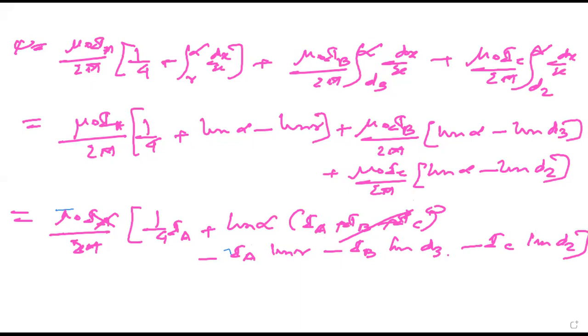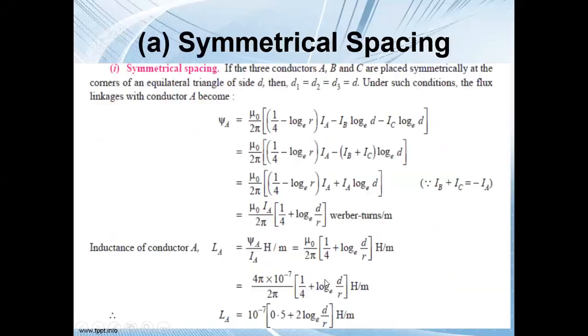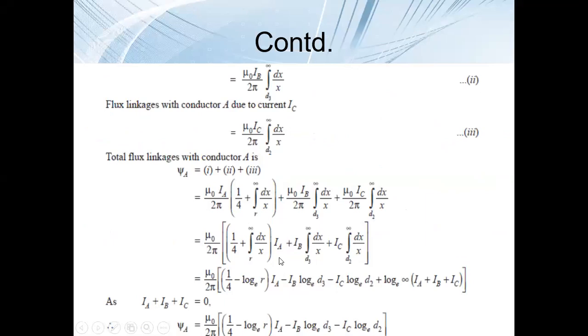So now we'll refer to the slide. You see this particular thing. Finally, psi A is coming as mu naught by 2 pi times 1 by 4 IA minus IA ln R minus IB ln D3 minus IC ln D2. Is it clear, whatever we have derived just now?